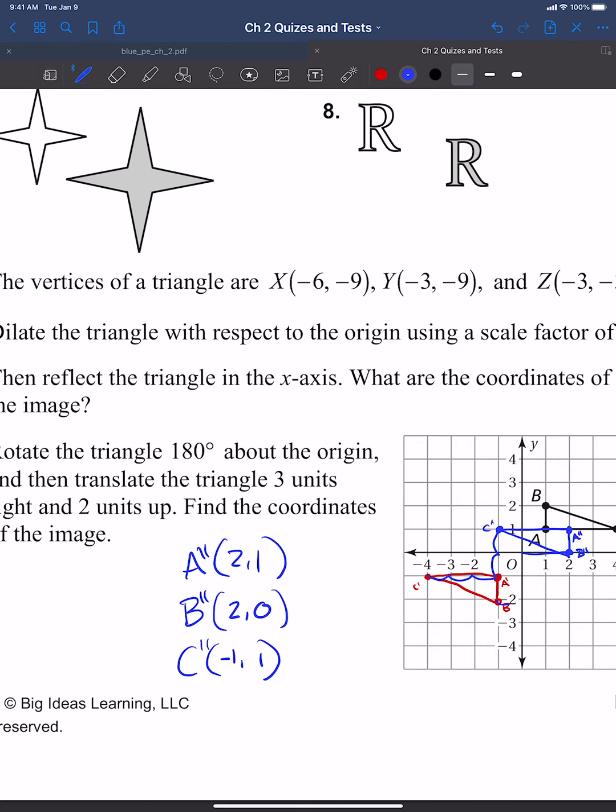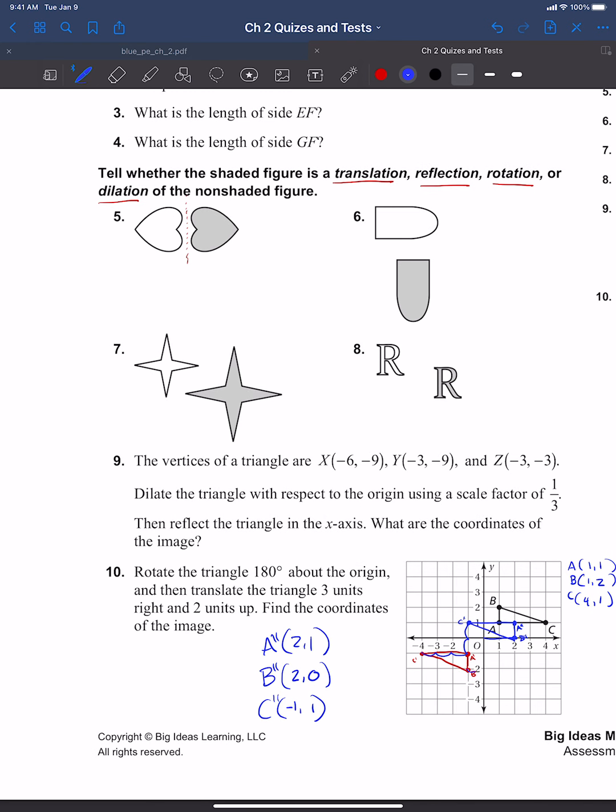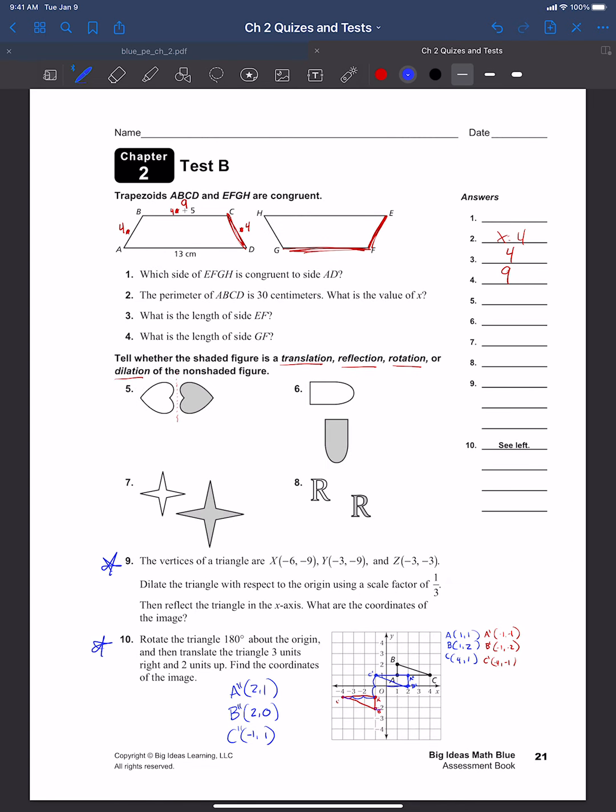I think you guys are going to do such a good job on this test, honestly. Because if you can do number 9 and you can do number 10, you're going to ace this. Like, really. Okay? Number 9 was easy. Number 9 was fun, wasn't it? Yeah. I like those ones.